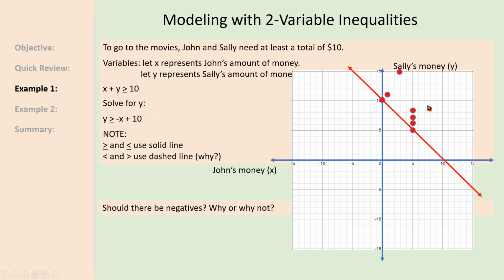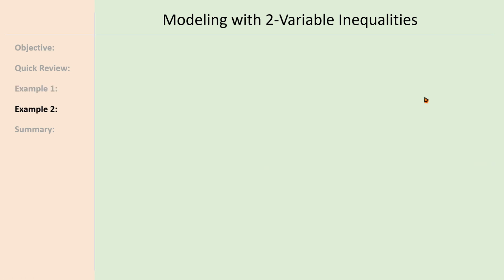So instead of picking individual points, we're going to shade the whole thing in. So it looks like this. All right, you shade the whole side in. Everything is red. Everything is a solution. Everything on this side is a solution. All right, let's try another example.